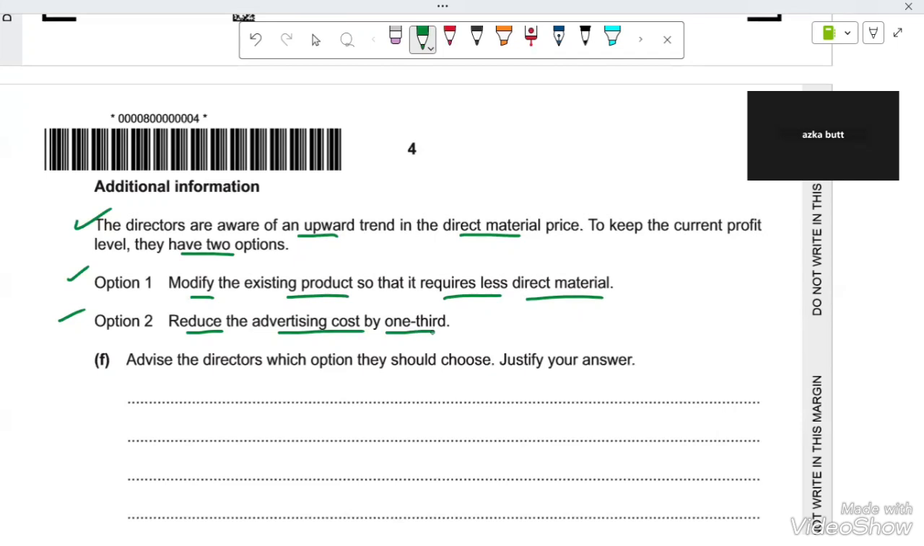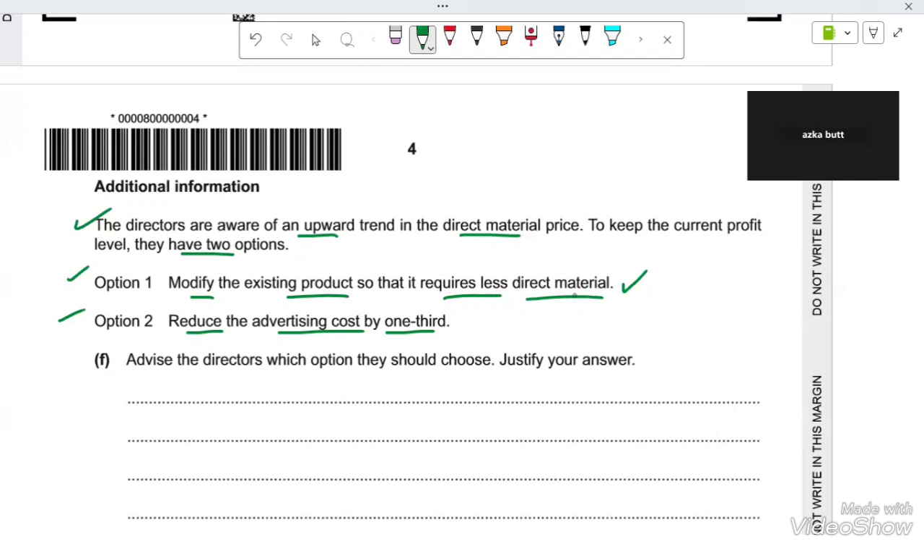And justify your answer. So basically, directors need to maintain the current profit level while addressing the upward trend in direct material prices. So they have two options, which we just saw. If you talk about option one, there's a potential benefit.